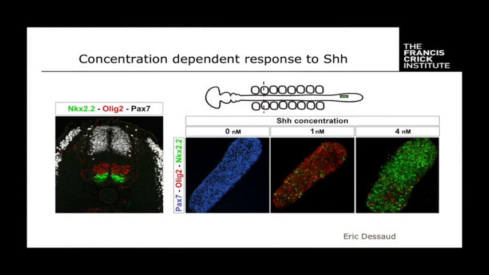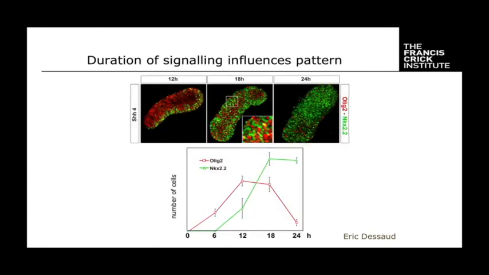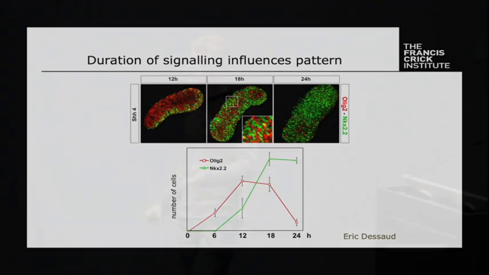So this looks like a classic morphogen, a concentration-dependent response. There's a good correlation between the concentration response and the position within the neural tube. However, of course, things are more complicated than this. These assays are all done at one particular time point, 24 hours after explanting. If we look at similar experiments but assayed at different time points, we see the following.